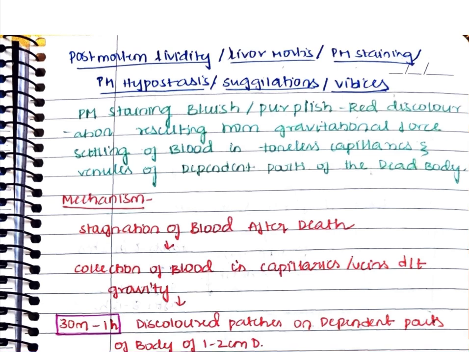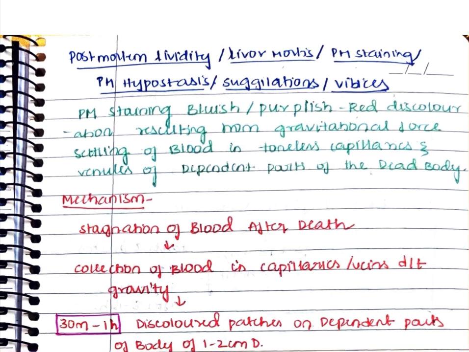Because he is dead, the body stops functioning, right? There will be no muscle contraction, there will be nothing. There will just be toneless capillaries and veins. Because of the gravitational force, the weight of the body falls on the lying position. When he is lying in the supine position, the whole weight falls on the back of his body because of the gravitational force. So the blood goes towards the ground. That means it settles in the dependent parts of the dead body.